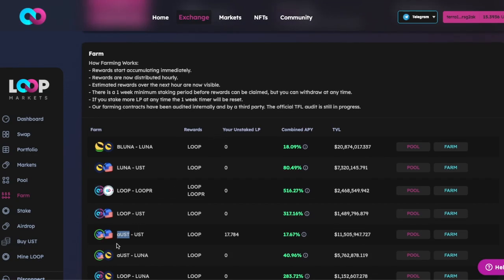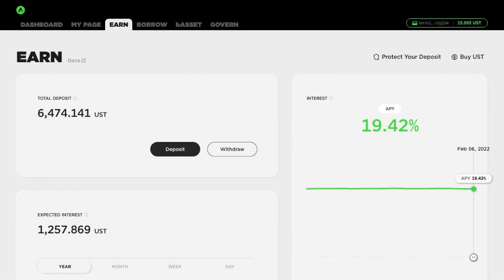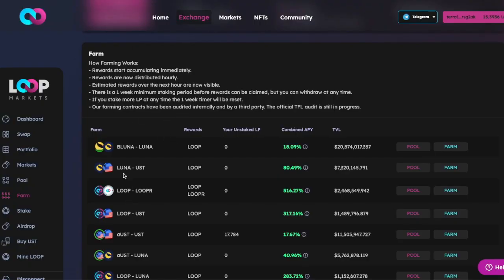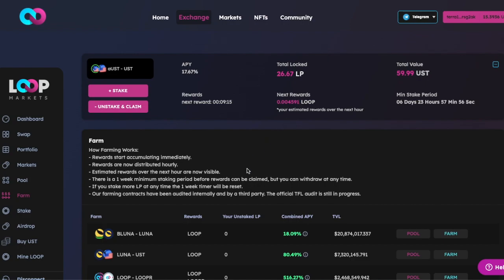From a risk perspective, this is fairly okay. Loop is a pretty decent protocol, but I wouldn't go all in with this. I'm very bullish on Anchor, so I always prefer having my money in Anchor over others. You can always try out. Again, I just want to repeat it. I've taken AUST, which is a receipt of Anchor protocol, and provided liquidity with a pair of UST, and now I'm earning the Loop rewards. It's pretty straightforward, guys. So this was one strategy.